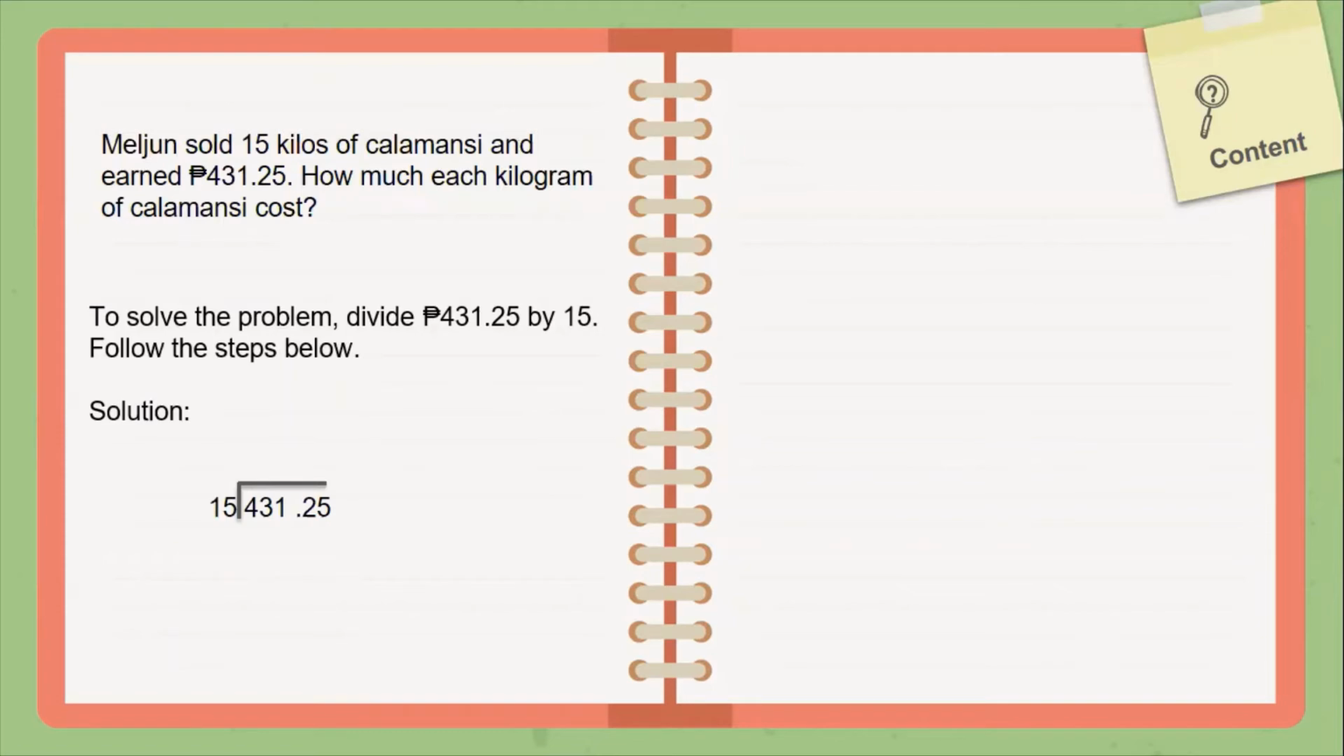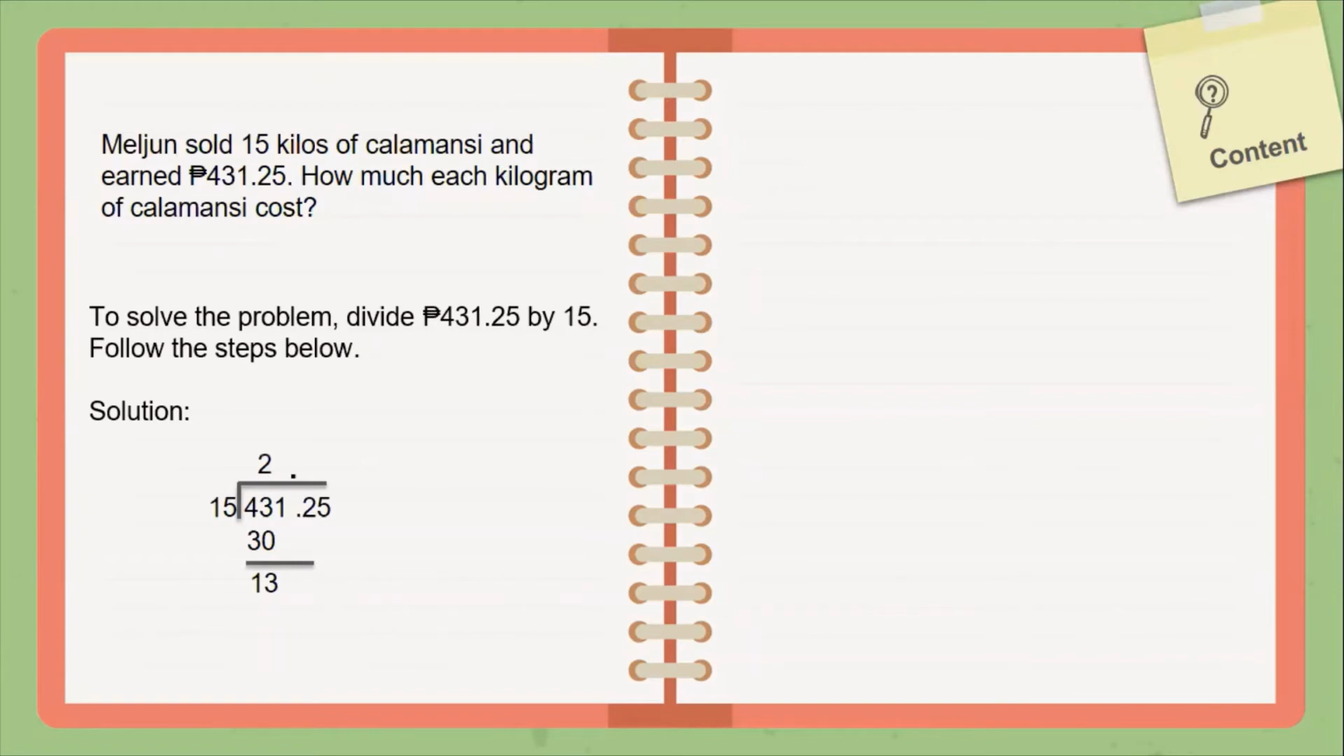Let's start with aligning our decimal point at the top. After this, let us continue dividing. 43 divided by 15, we have 2. 2 times 15, we have 30. The next step is to subtract 43 minus 30. The answer here is 13.